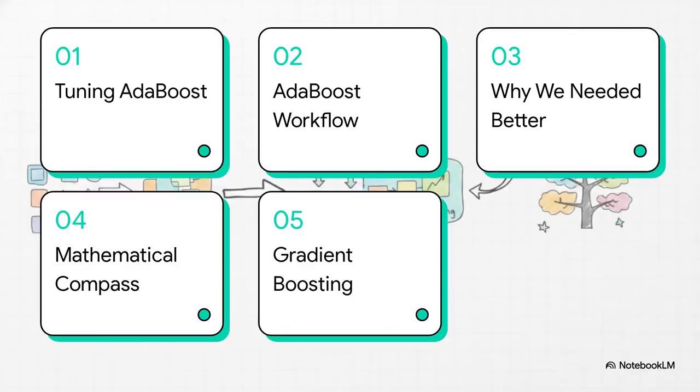Here's our roadmap for this explainer. First, tuning your AdaBoost model. Second, AdaBoost start to finish. Third, why we needed better. Fourth, the mathematical compass. And finally, number 5, gradient boosting step by step.